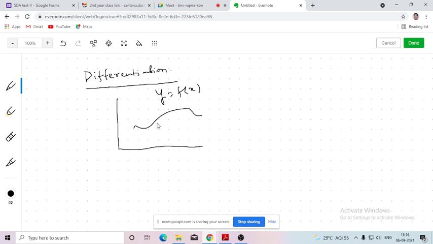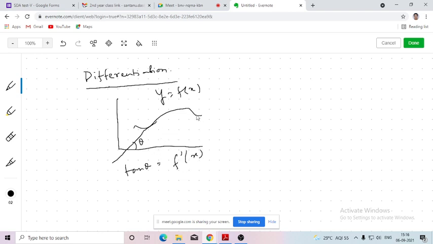So what do we need to do? We are trying to draw the tangent. The slope of the tangent, which you have told, is that if the tangent makes an angle theta, then tan theta is called the slope. So the slope of the tangent is denoted by the derivative of the function, f dash x.